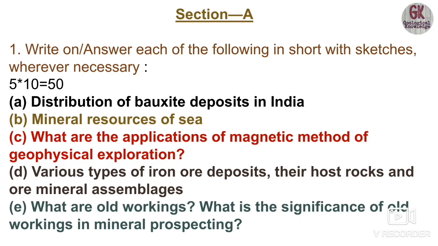In India, the total reserve of bauxite is about 1900 million tons, or more than that. You have to talk about the distribution, like distribution in Odisha, Andhra Pradesh, Bihar, Madhya Pradesh.